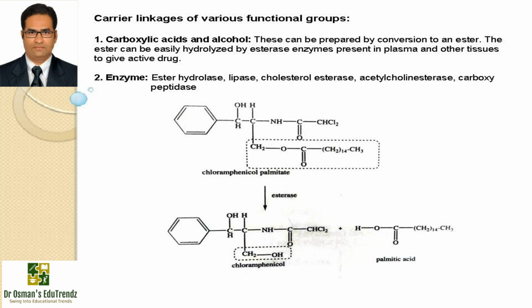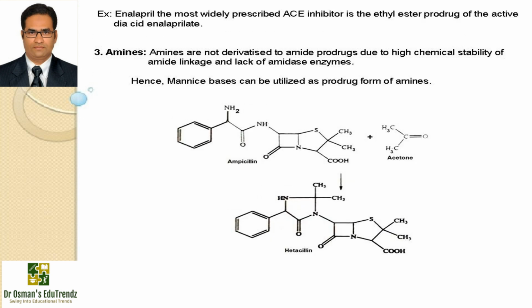Now moving on to carrier linkages of various functional groups. If we talk about carrier linkages of various functional groups, taking examples like carboxylic acids and alcohols, these can be prepared by conversion to an ester. The ester can be easily hydrolyzed by esterase enzymes present in plasma and other tissues to give the active drug. We have carrier linkages of enzymes like esterase, hydrolase, lipase, cholesterol esterase, acetylcholinesterase, carboxypeptidase. We can see here the example of chloramphenicol palmitate. With the help of esterase, it gets converted to chloramphenicol and palmitic acid.